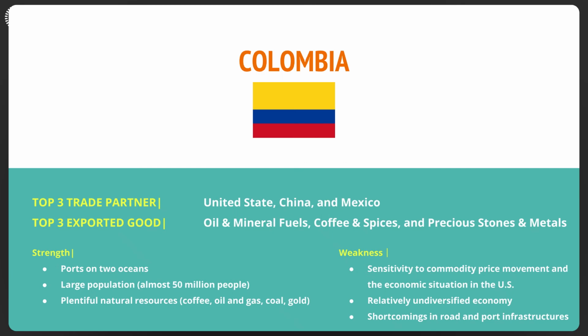Okay, and the third country would be Colombia. Colombia's top three trade partners are the United States, China, and Mexico. Its top three exported goods are oil and mineral fuels, coffee and spices, and precious stones and metals. The strength of Colombia is its ports. It has ports on two oceans, and it has a pretty large population. The weakness of Colombia is that it is really sensitive to the U.S. economic situation because those two countries are really close.